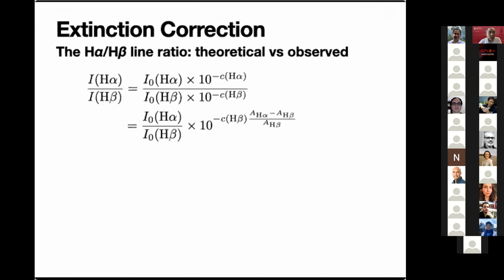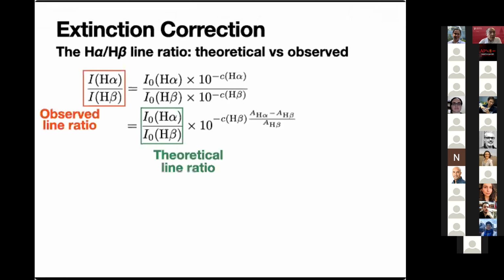And then let's see, I have to do this, right? So this is the observed line ratio, and this is the theoretical line ratio. And then this bit, the blue bit here, is the adopted extinction law. So this is something that is fixed by the choice of your extinction law. So in order to get the extinction value here, what we need is this theoretical line ratio. We really need to fix this very well.